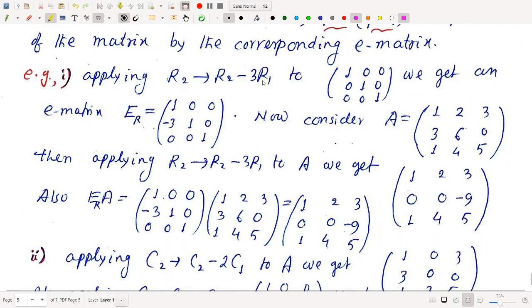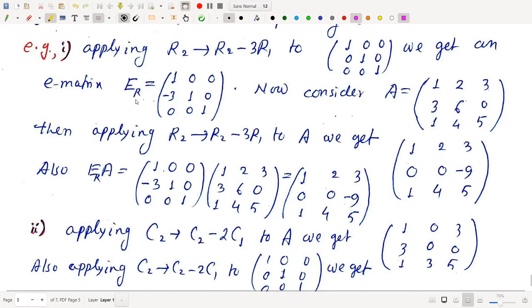Applying R2 change to R2 minus 3R1, means second row changes to second row minus 3 times first row, to this unit matrix, 1 0 0, 0 1 0, 0 0 1. We get an E matrix, elementary matrix, suppose denoted by ER. So if we operate R2 minus 3R1, second row minus 3 times first row, 0 minus 3 will be coming, so minus 3 1 0. Second row is changed to minus 3 1 0, other rows remaining. This is ER.